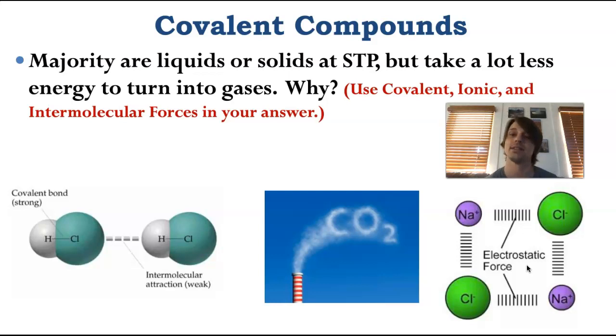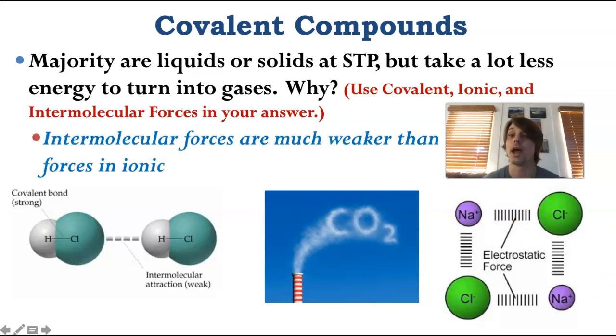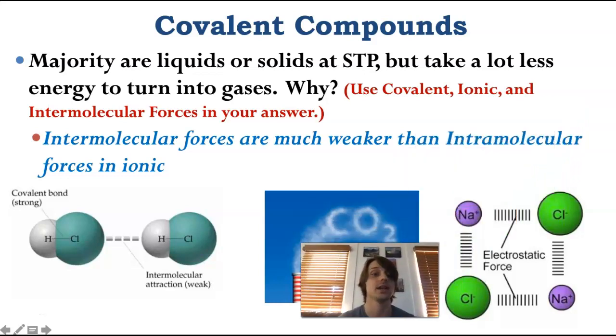Why do covalent compounds tend to become gases more easily than ionic compounds? Hopefully, you're thinking the forces of attraction are weaker, and that allows those particles to separate more. So what I would say to answer this question is intermolecular forces are much weaker in covalent compounds than the electrostatic force of attraction in ionic compounds. That makes covalent compounds become gases more easily than ionic compounds would.